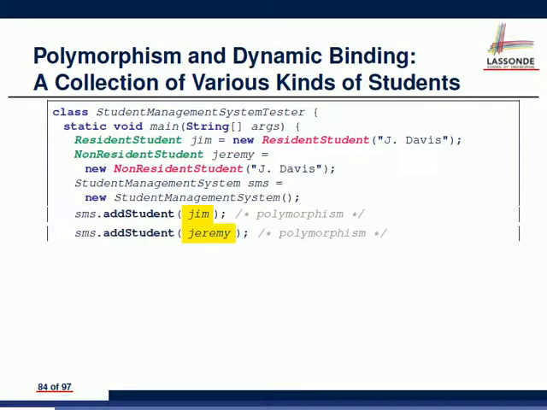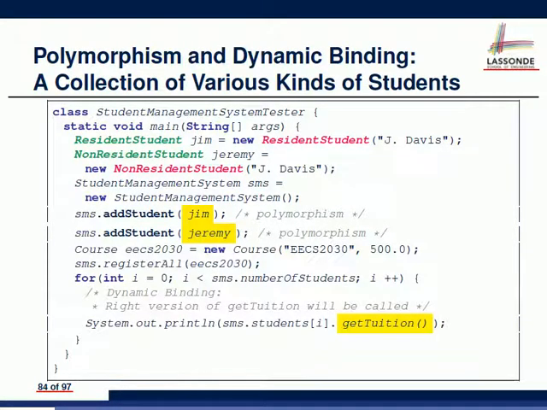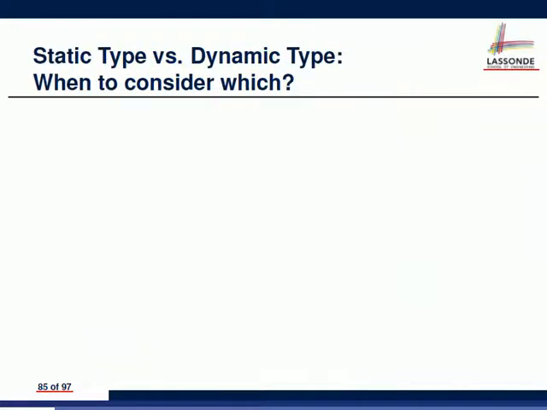Now you can also go over another example here. Depending on what student you add into the system, when you call get tuition, it's going to give you a different version of get tuition. So you can see Jim over here is of dynamic type resident student, and Jeremy is of dynamic type non-resident student. So when you actually call the same get tuition method, it's going to make a difference. One is going to apply the discount rate, the other one is going to apply the premium rate.